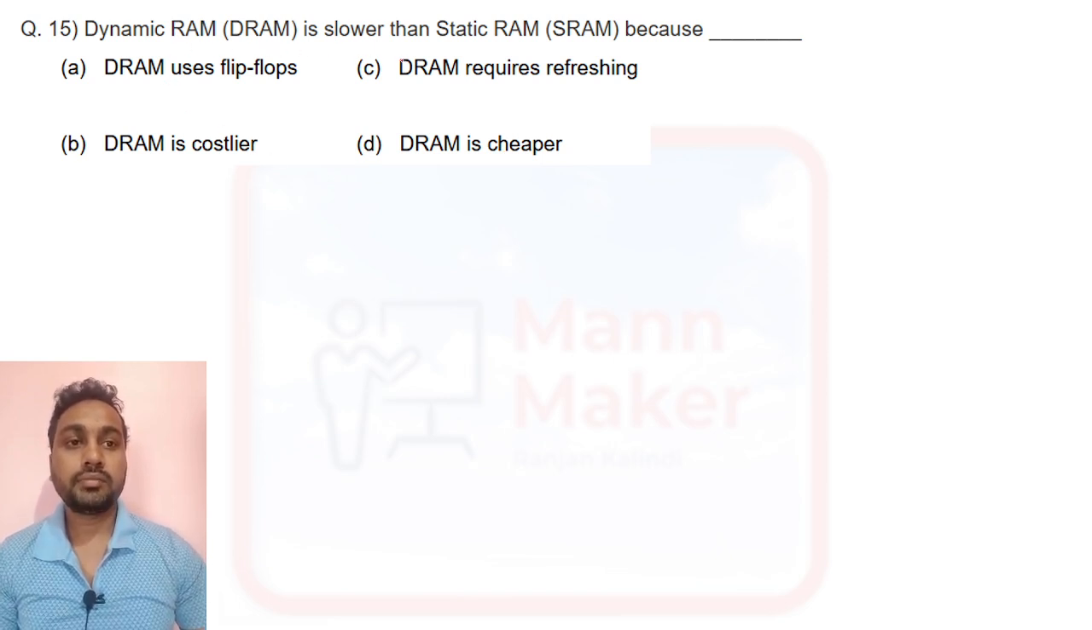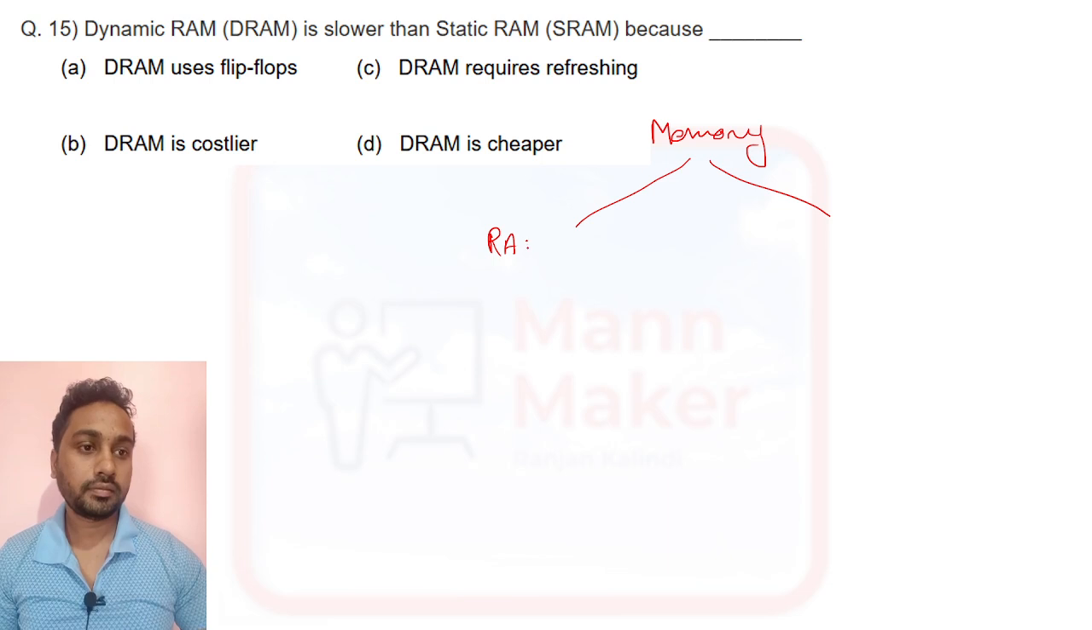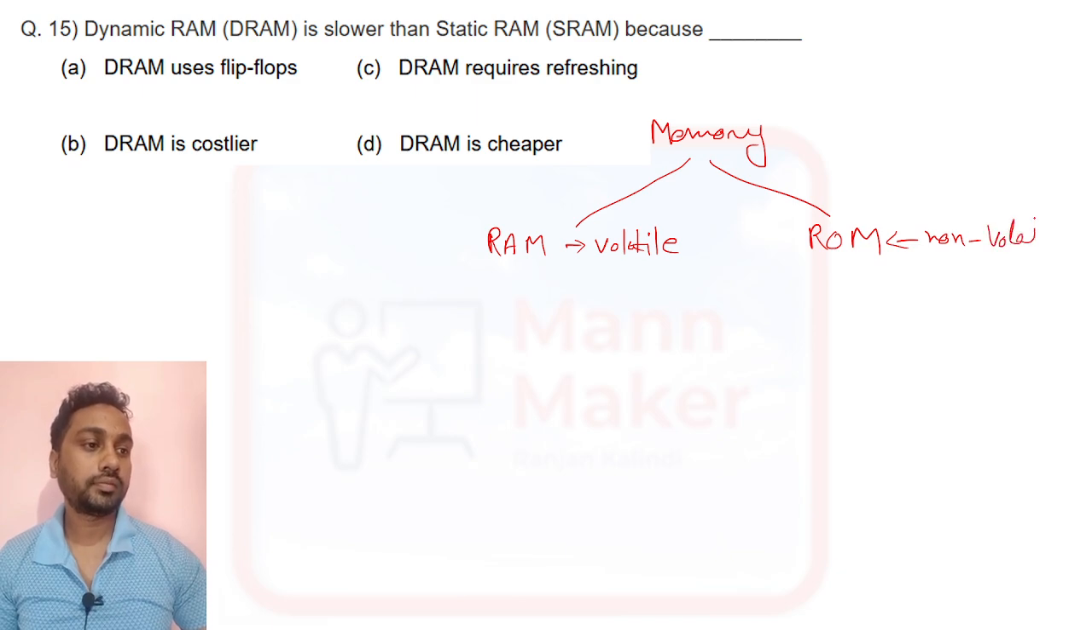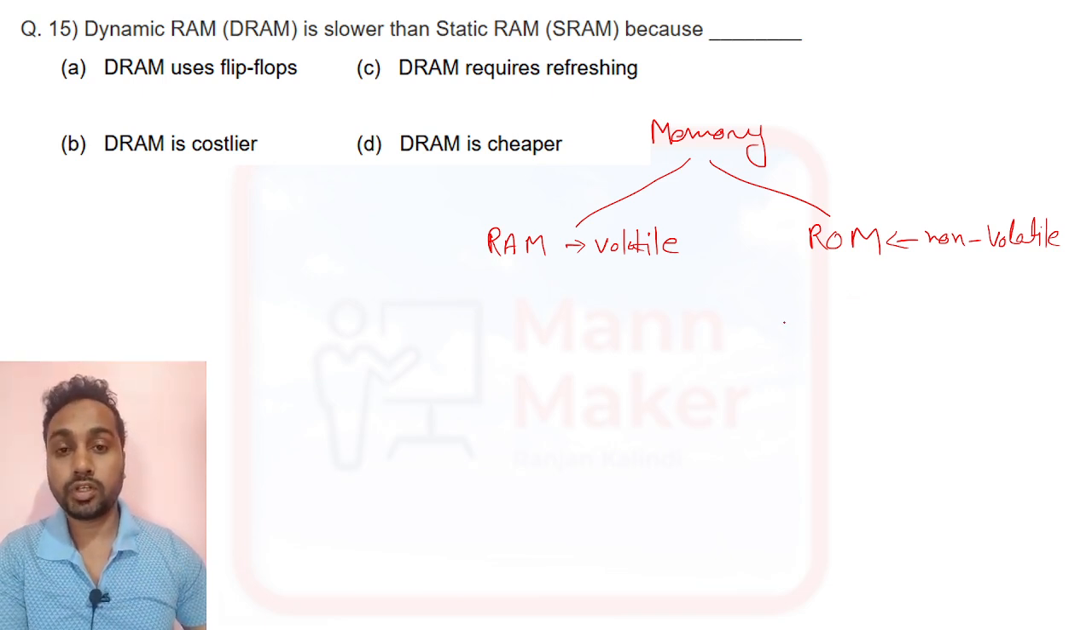Dynamic RAM, that is DRAM, is slower than SRAM, static RAM, because of what? If we talk about memory, we have RAM and another is ROM. RAM is called volatile memory. Just remember this thing. This is volatile memory, and this is non-volatile memory. Sometimes they will ask which memory is a volatile memory. So RAM is a volatile memory.